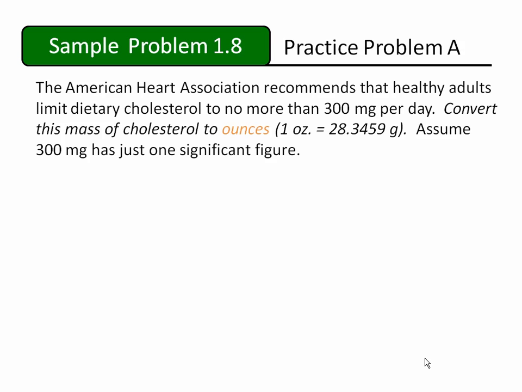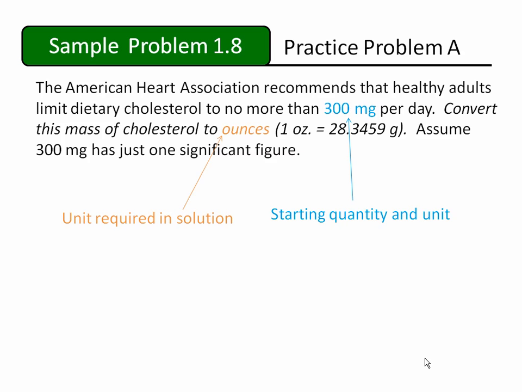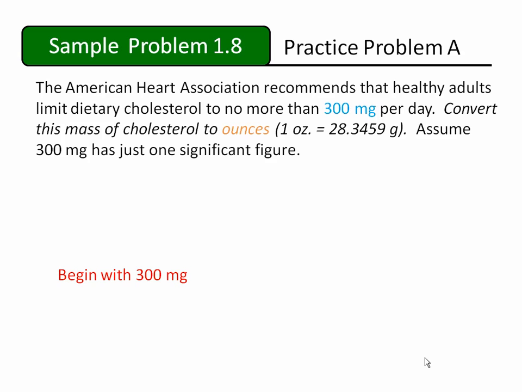Let's think about where we need to end up first. The question asks us to convert mass to ounces. When we're finished, our final answer is going to have to be in ounces. Our starting point looks like it will be the value 300 milligrams. Our basic process then will be to begin with 300 milligrams.